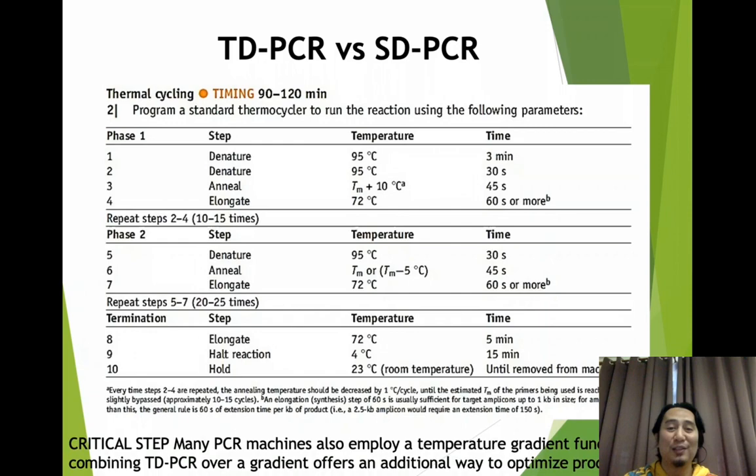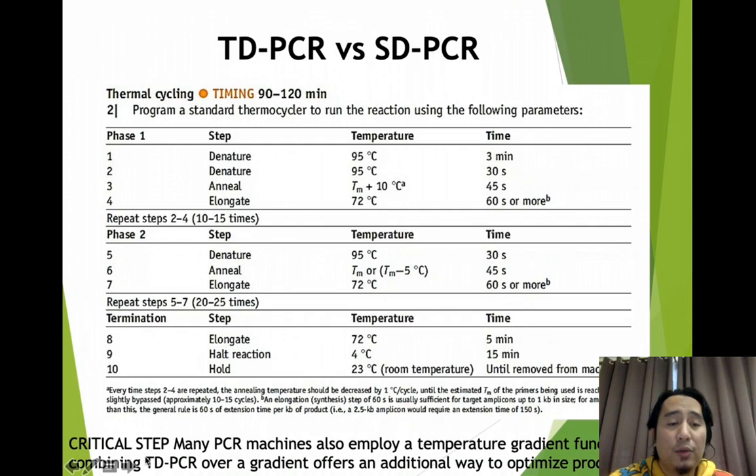So the temperature is reduced too, so the primer can happily bind to the amplicon. You don't need to worry about your primer binding to non-specific sites, because you only have your amplicon there. So it binds to the amplicon and amplifies your amplicon in like billions of copies. Okay, so that's the principle of TD PCR.